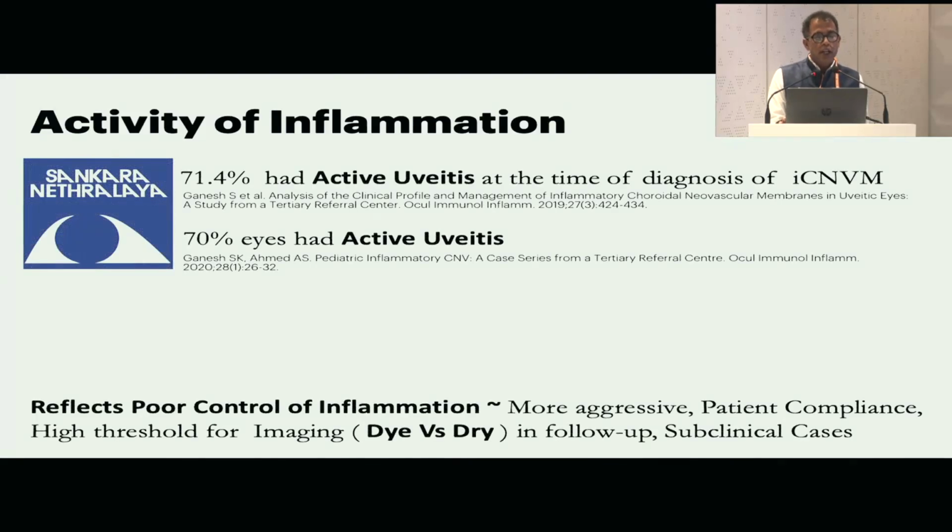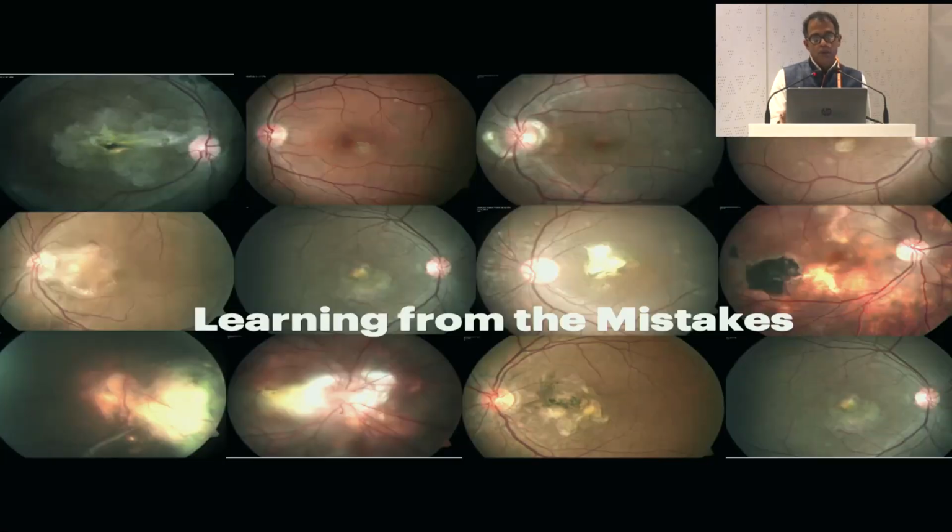This is our data showing that 71.4% of the patients had active uveitis at the diagnosis of CNVM. So it is very important to treat these patients for proper control of the CNVM. Now, I just want to show some cases where we have learned from mistakes.